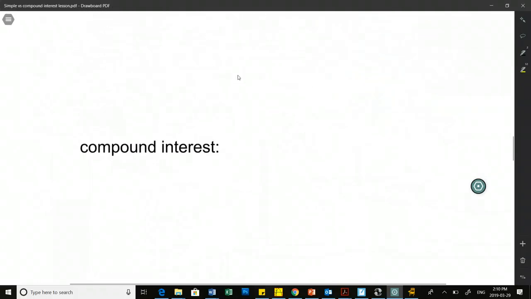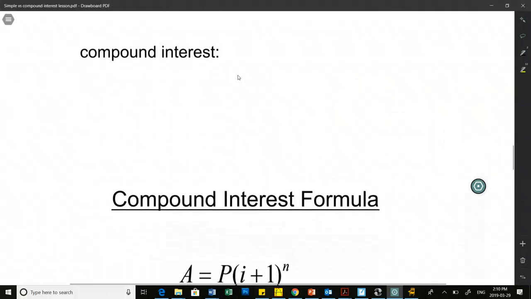Okay. So that's simple interest. Just as a reminder, we talked about compound interest before. Compound interest has a couple differences from simple interest.